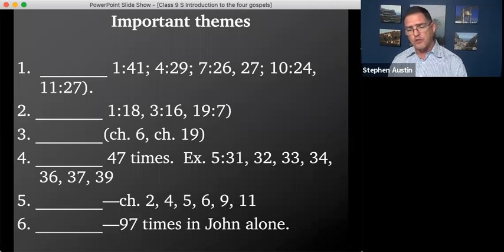And then a huge one is the Holy Spirit. And you could actually spend hours and hours on this one just in John. But the Holy Spirit is mentioned 47 times in the Gospel of John alone. You have some of the examples there. That's EX for example, not EX for Exodus.